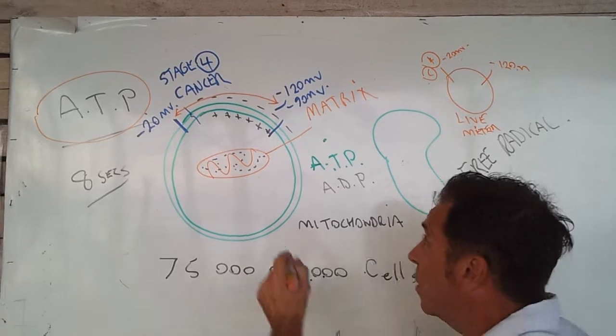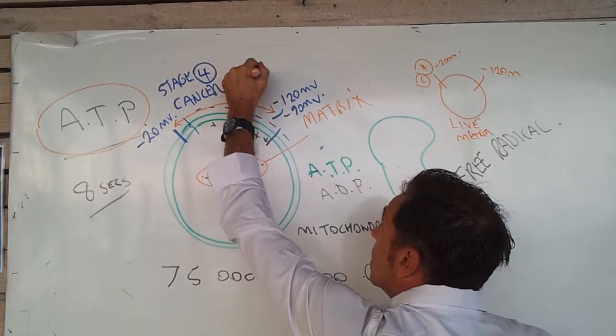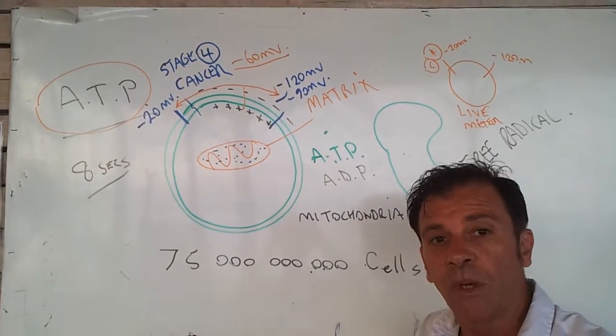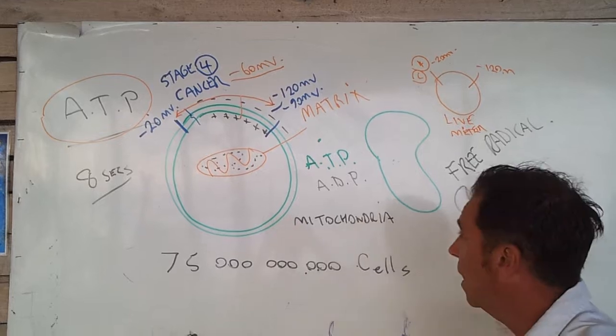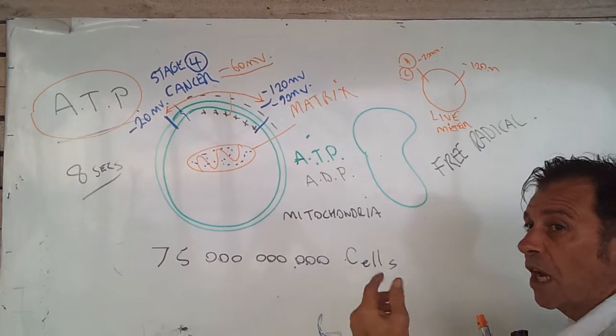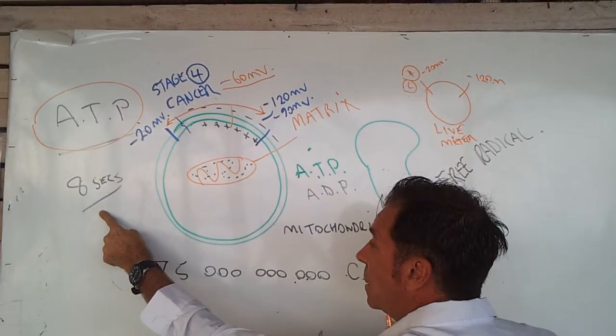Now, in the middle here is minus 60 millivolts. That cell, that person would have diabetes. And this is when, after 40, we have this. We have this ATP that optimizes your immune system and keeps you younger and stronger with lots of energy. And we have to make this ATP every 8 seconds.